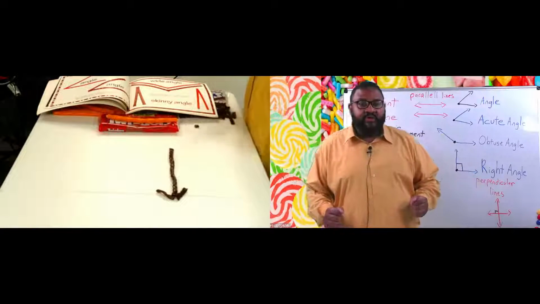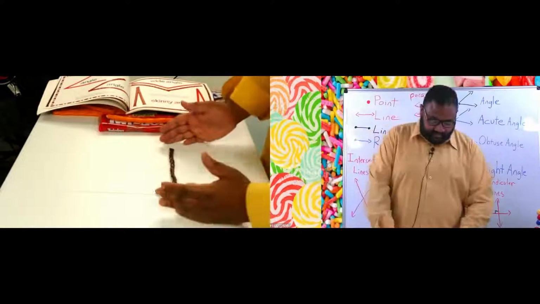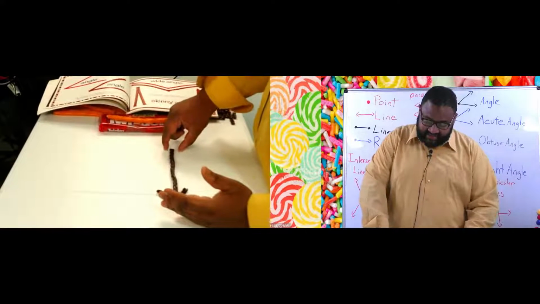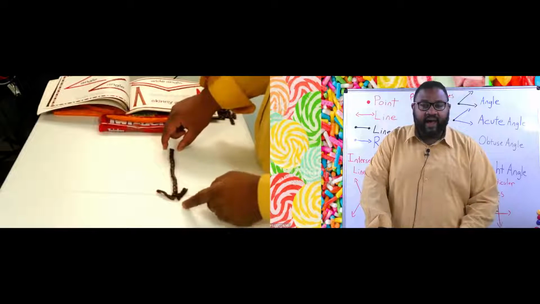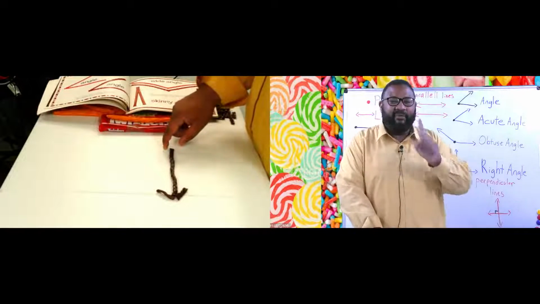When we talk about our ray, it has a dot that serves as an endpoint. And it has an arrow. Why? Because that arrow goes on and on and on in only one direction.